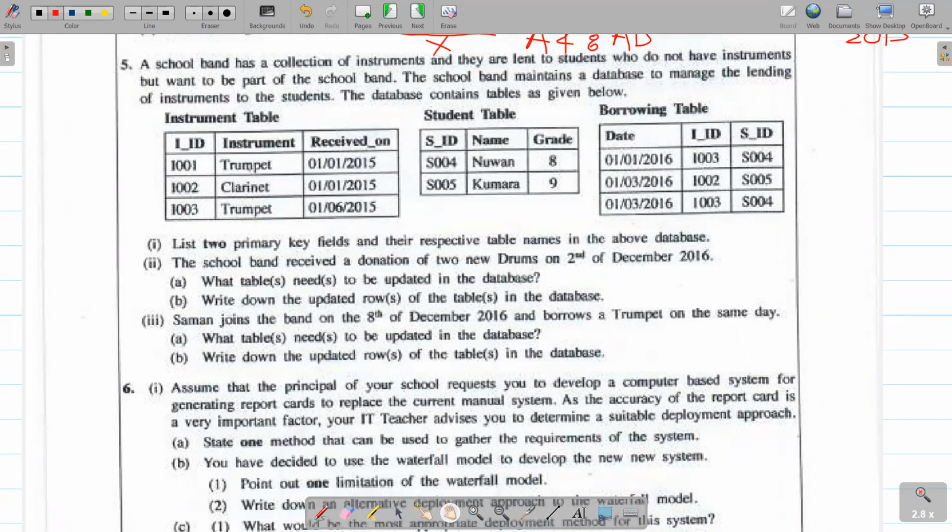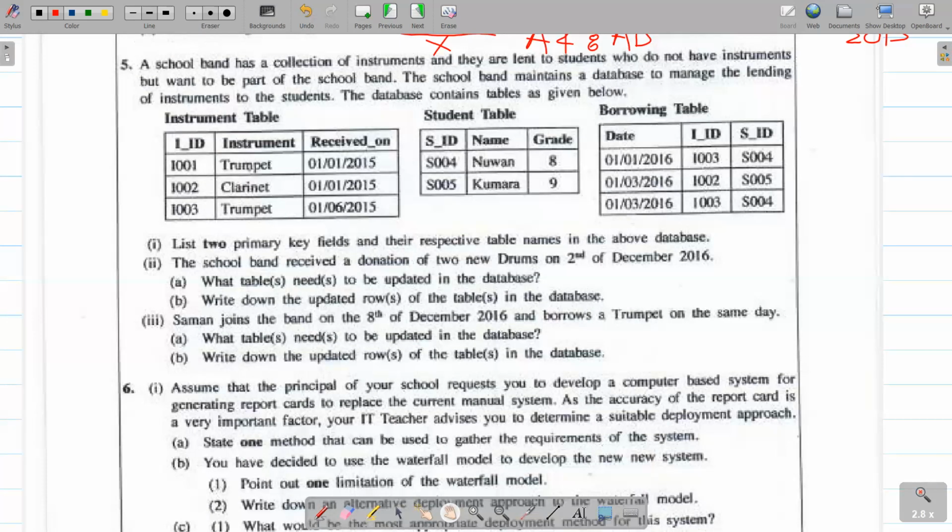And the fifth one says a school band has a collection of instruments and they are lent to students who do not have instruments but want to be part of the school band. The school band maintains a database to manage the lending of the instruments to the students. The database contains tables as given below. So they have an instrument table which has instrument ID, the instrument and the date of receipt. That's for the very first time, I guess. And the student table contains the SID, name, and the grade. The borrowing table contains the date.